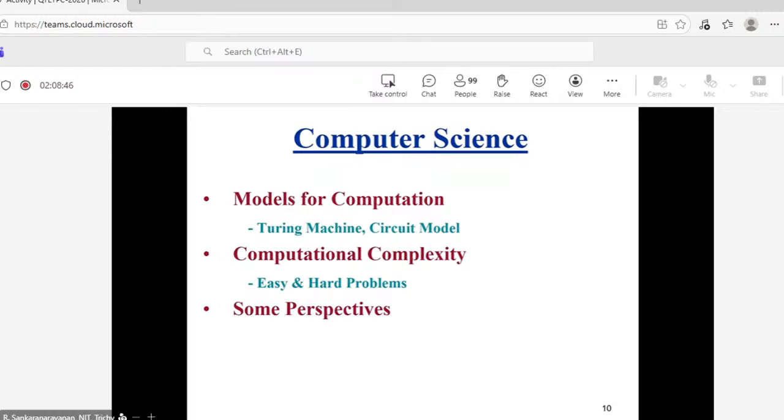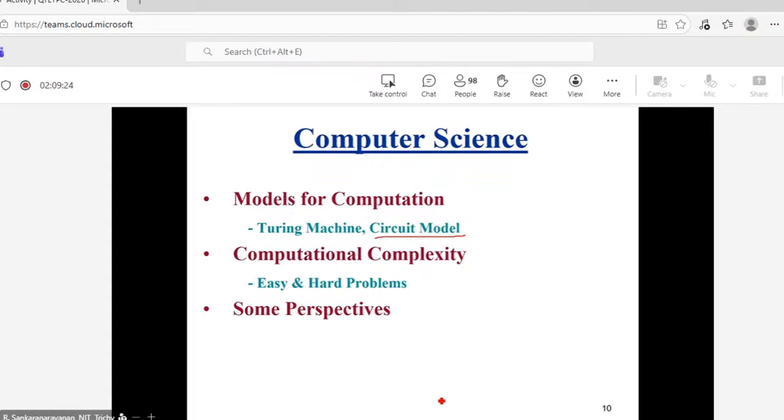Okay, so in computer science we have different models of computer. One is called the Turing machine, another one is called the circuit model. The Turing machine is actually the idea, but the most practical one is the circuit model. The people who work in computer science also bother about computational complexity. Computer science is a branch of mathematics, and these computer scientists want to identify and classify the problems which we want to solve.